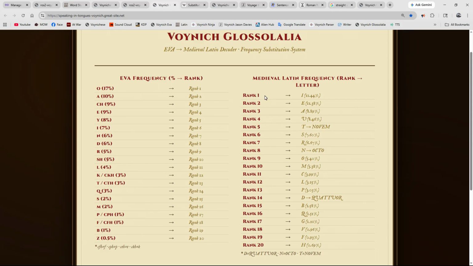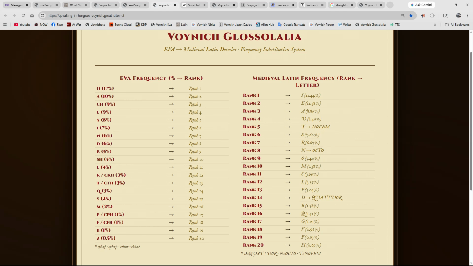And I just figured Wilfred Voynich used medieval Latin as his go-to, but he might have just used regular Latin. I don't know, but I used it. So it ranks 11%. What I did to match it up is I just used the 20 most common letters in medieval Latin and ranked them against the 20 most common Voynich glyphs. And I'm using the Eva equivalent because the Eva equivalents are equivalent to the glyphs.